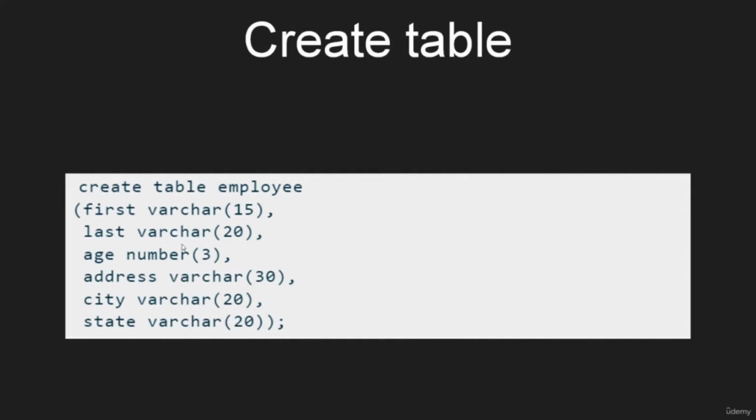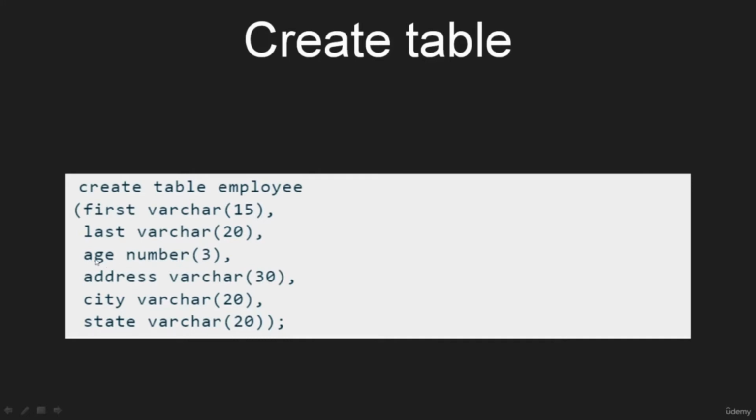Here you can see we are creating a table called employee, and to create that we have used create table, then employee, and after that within the brackets we have created different columns called first, last, age, address, city, and state. The first has varchar. Varchar is generally used where we want both numerical and character values. Suppose xyz 10, that will be an example of varchar. Then we have last, that is also varchar.